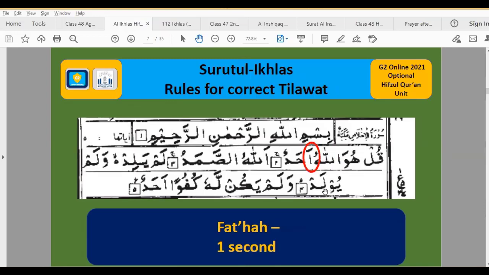Okay, now after that we see an alif and it has a fatha on it. Any letter with a fatha on it will be pronounced for 1 second. Okay, 1 second, so no longer than that. So it's really important timing is correct.